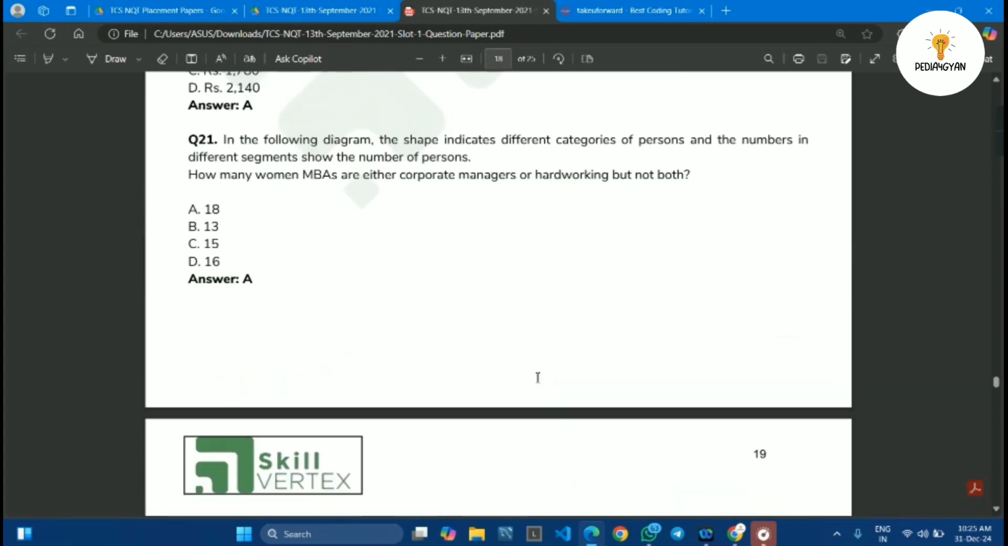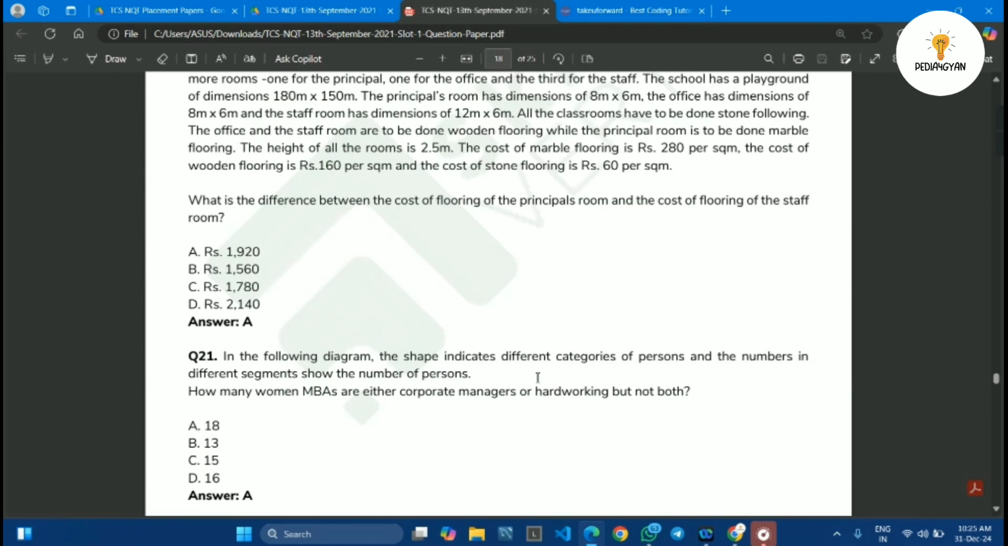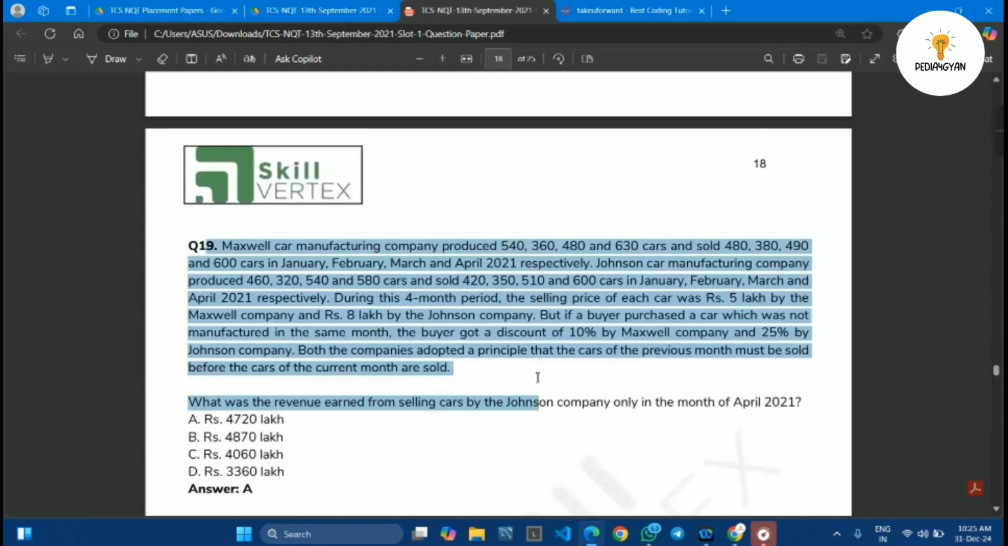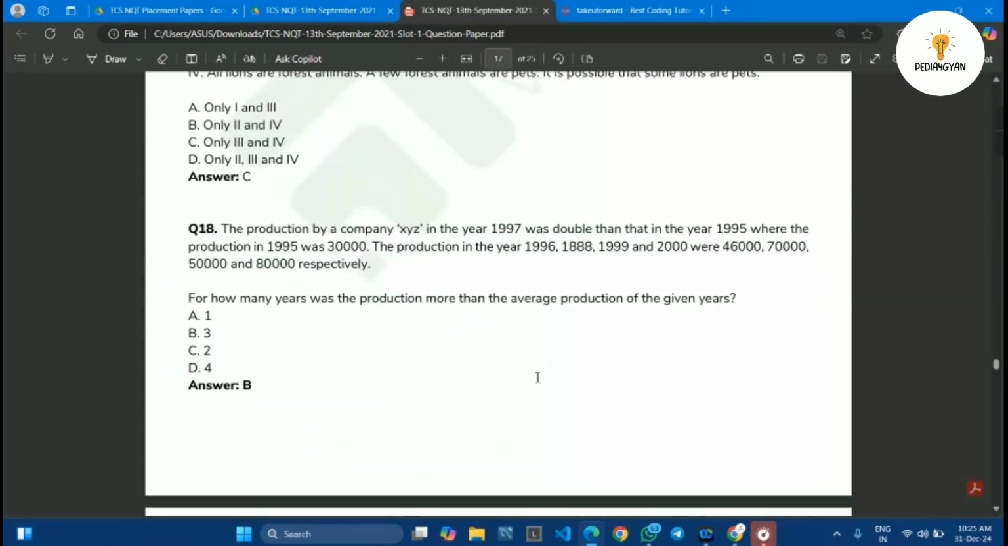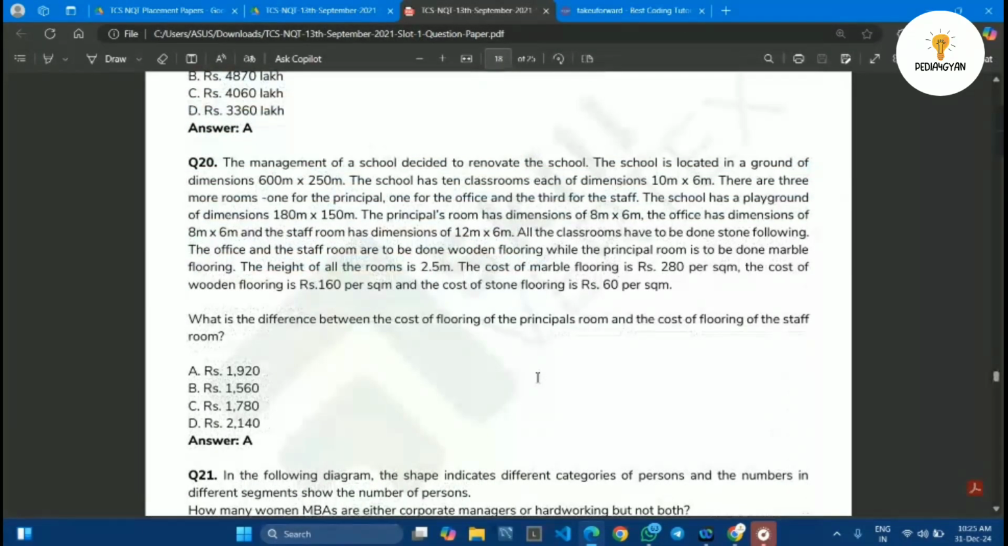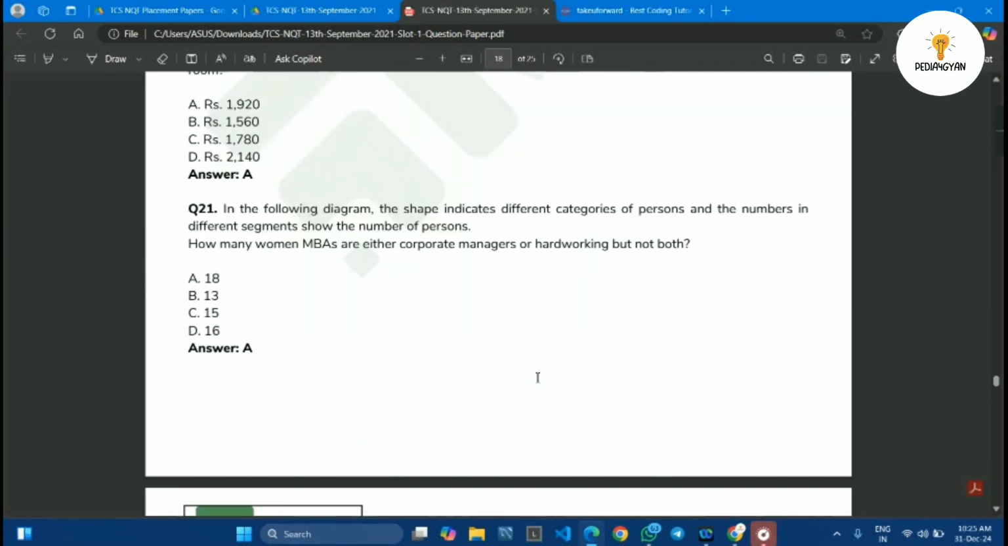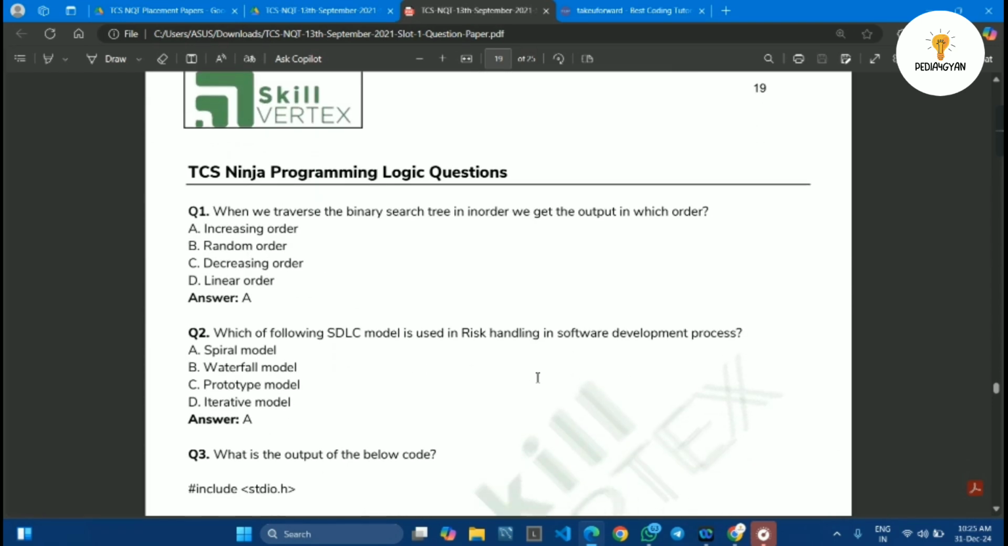You can see the maximum questions are coming from topics like coding-decoding, odd man out, blood relation, and sitting arrangement. Most of the questions come from sitting arrangement. You can also see statement and conclusion. So prepare these topics first, and after you get some time, try to prepare other topics too. Probability is also one of them.